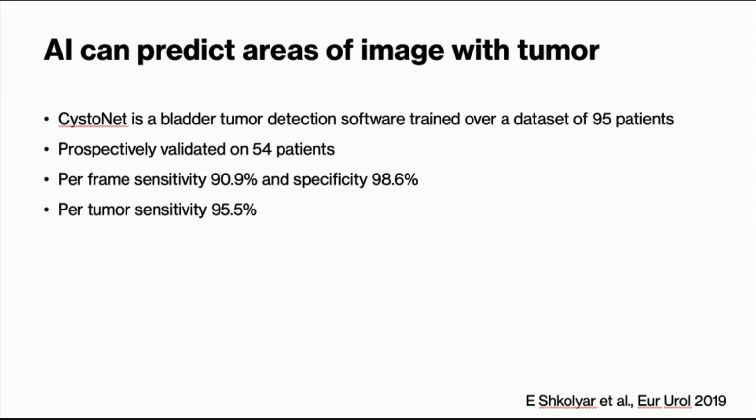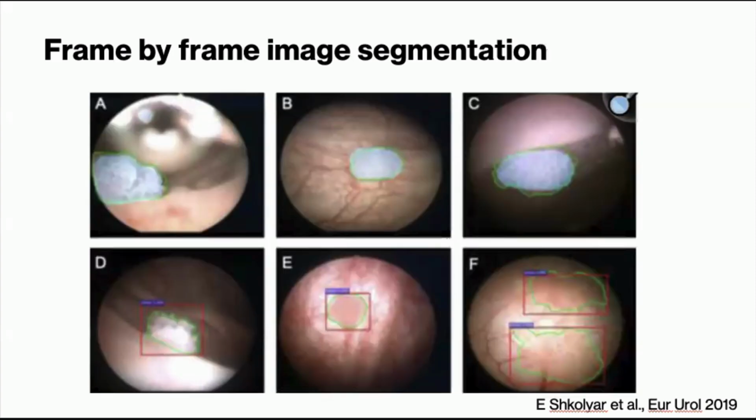Well, we already know that people are developing these kinds of neural network programs, including CystoNet. This is a bladder tumor detection software that they trained over 95 patients and validated on 54, demonstrating very good per frame sensitivity and specificity and per tumor sensitivity. These are some examples of the technology.